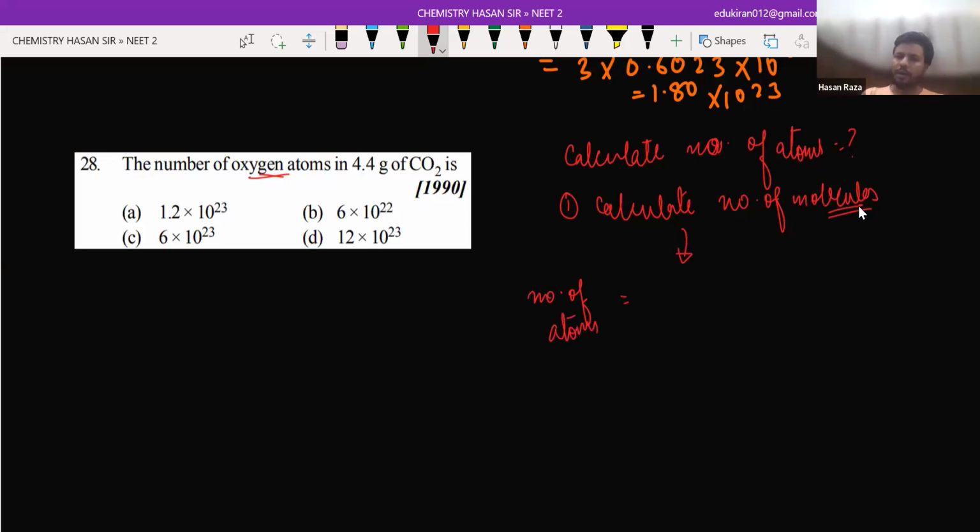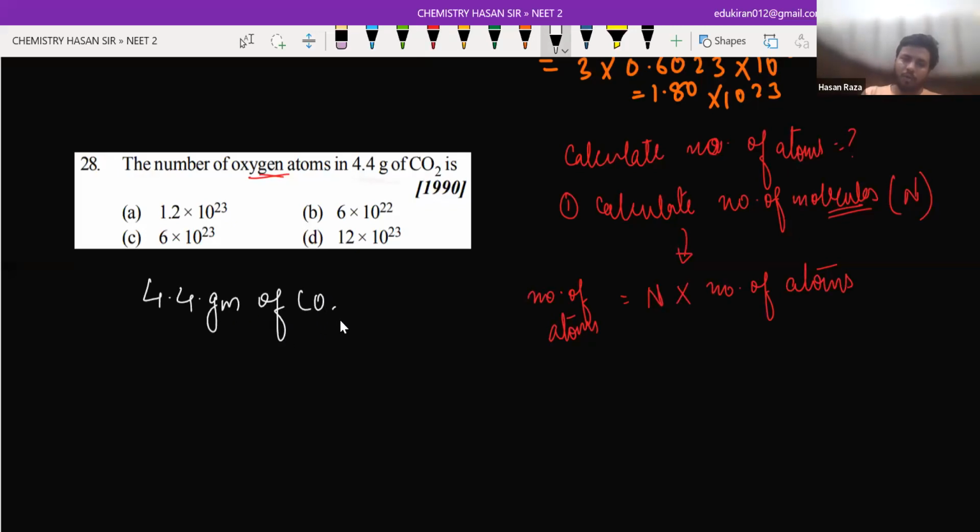This number of molecules, I'm going to denote by N. You are going to multiply this number of molecules with the number of atoms present in it. Let me take an example of 4.4 gram of CO2. First you calculate the number of moles: given mass 4.4 upon molar mass 44. So you will get 0.1 mole.